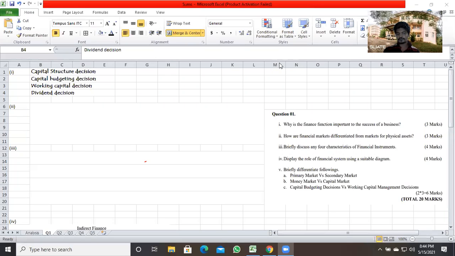Then, profit maximization and wealth maximization look like one concept, but they are actually two concepts.